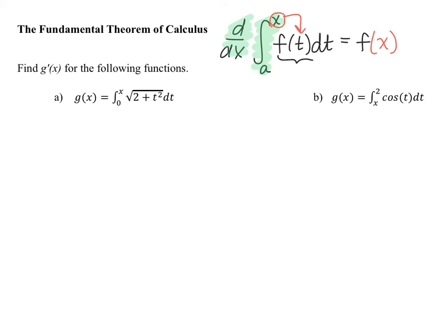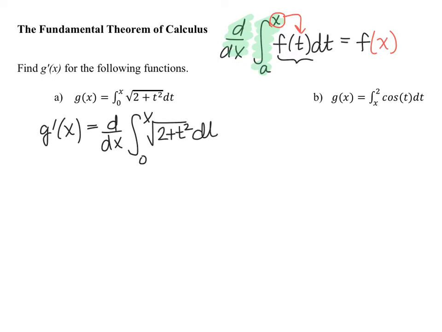So look at example 1. We are asked to find g prime of x for the following functions. And our first example here, our function g of x, is an integral. So if we're asked to find g prime, I'm going to write g prime as the derivative. And notice that g is a function with respect to x, g of x, so therefore we're going to take the derivative with respect to x. So we're taking the derivative of our function g, which is the integral from 0 to x, of the square root of 2 plus t squared dt.